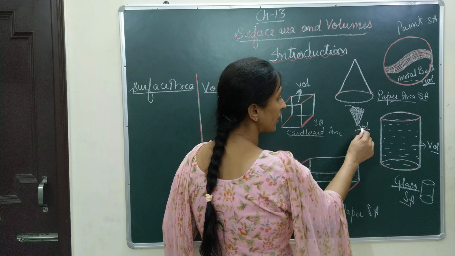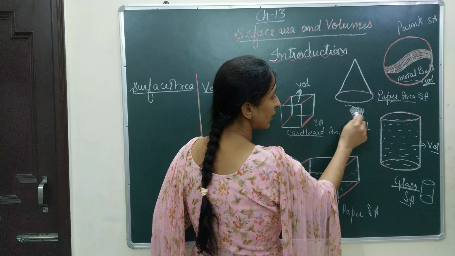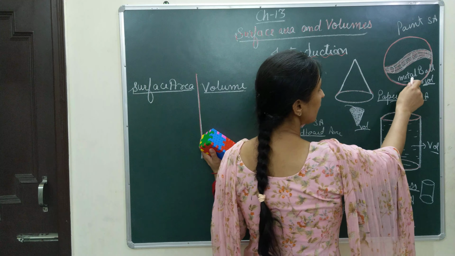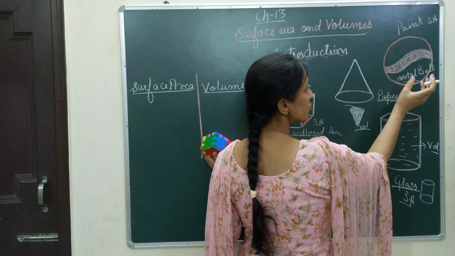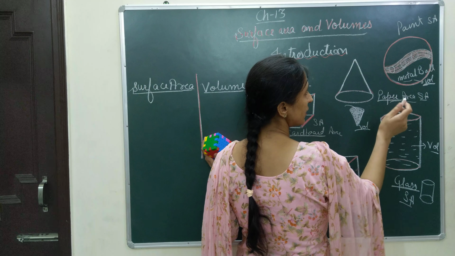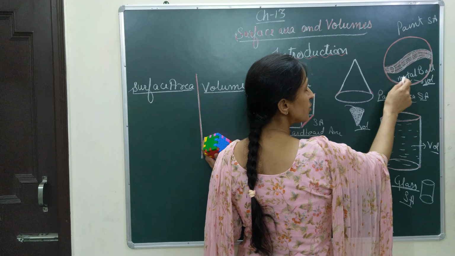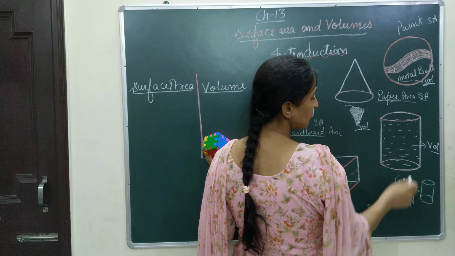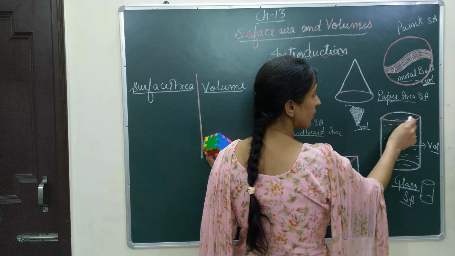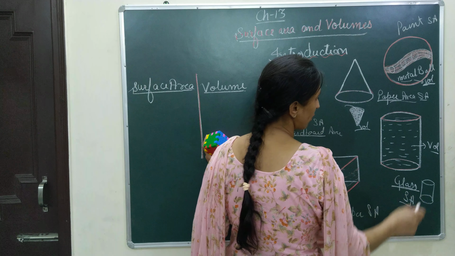Again, if I am talking about how much ice cream this cone shape can contain, then I am again talking about the inside capacity, so I will be talking about volume. Again, if a metal ball is there and it is a solid ball, and you have to tell how much metal is used in making it, in that case also we are talking about its inside capacity, so we are talking about its volume. In a cylindrical shape also, if I have a cylinder that is filled and I have to tell how much water it can hold, again I will talk about volume.